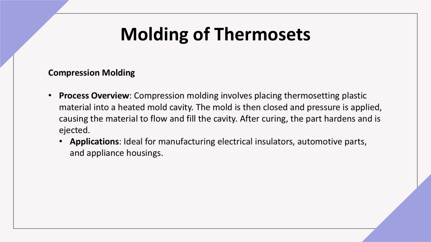Compression molding is primarily used for thermosetting plastics. Here's how it works. Mold preparation. Thermoset material is placed in the mold cavity. Heating and pressurizing. The mold is closed and pressure is applied, causing the material to flow and fill the cavity. Curing. Heat triggers a chemical reaction that permanently hardens the part. This process is suitable for products like automotive components and electrical insulators.